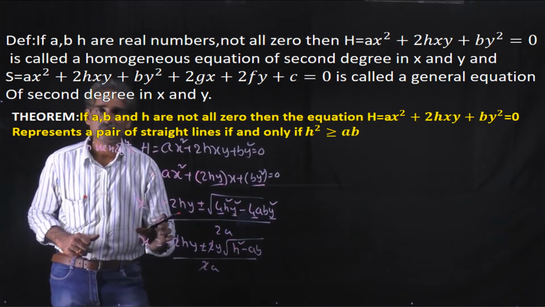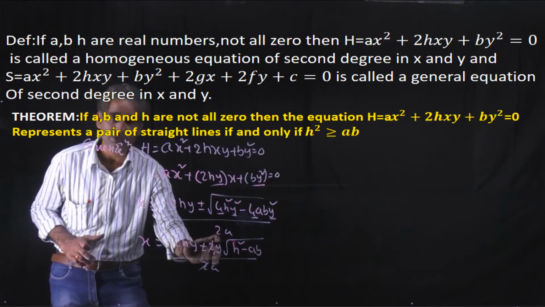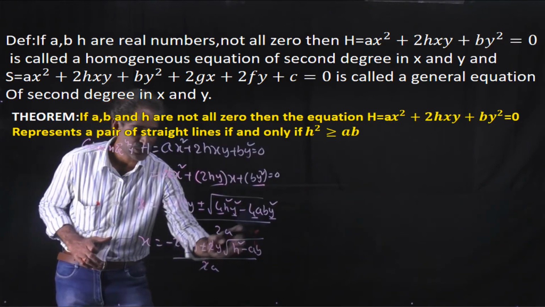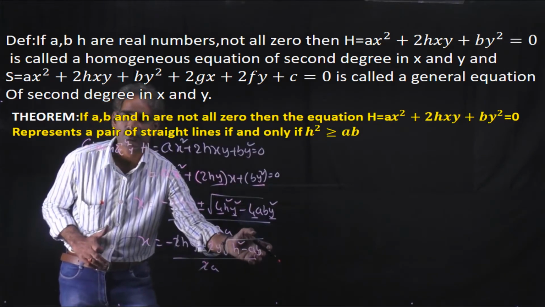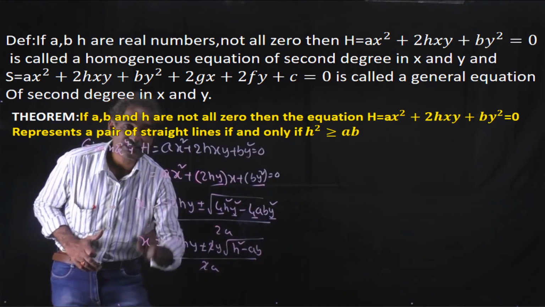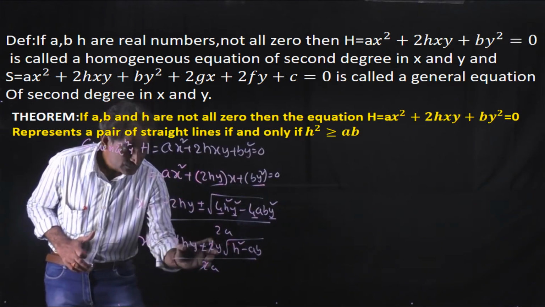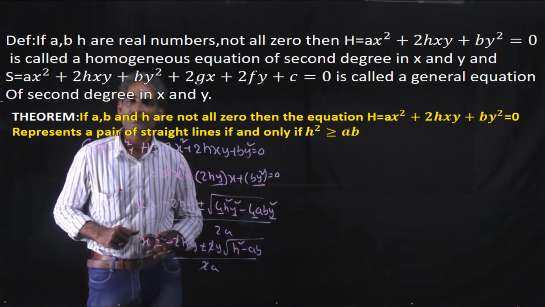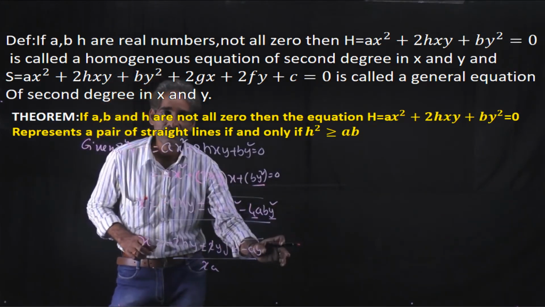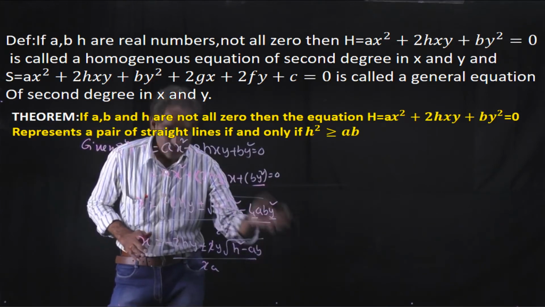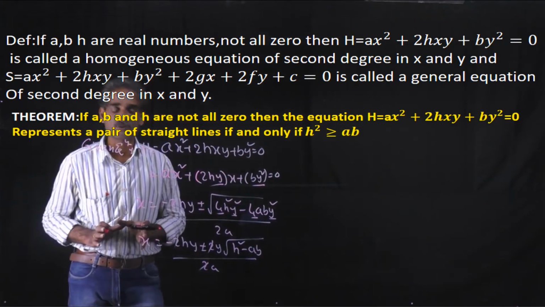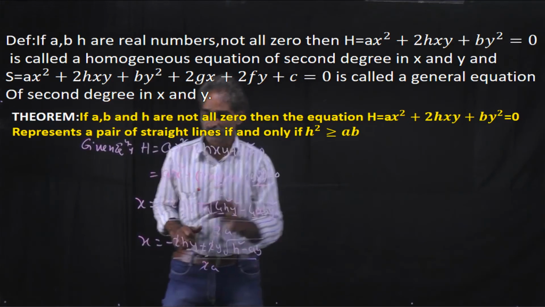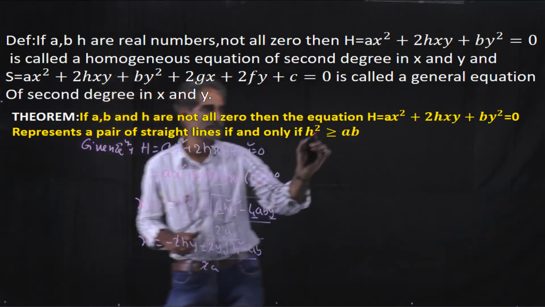From this, just observe that plus or minus is there. It is meaningful only when h square minus ab is greater than or equal to 0. Otherwise, we have two values for x when h square is greater than ab. When h square minus ab is positive, then only the value of this exists. So from this, you should write the if and only if case, otherwise.